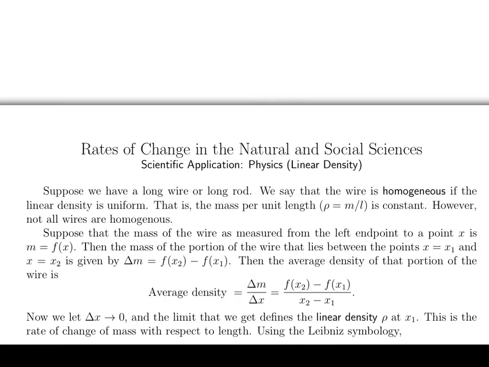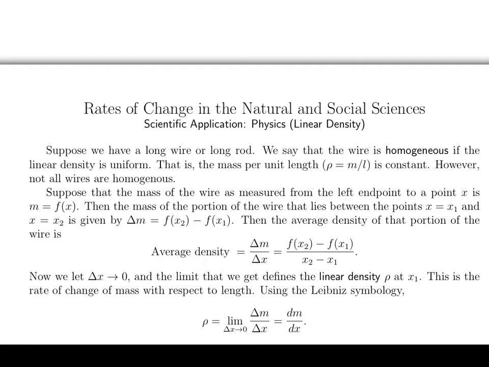Now we're going to let delta x go to 0. And now the limit that we get is going to define the linear density rho at x1. So this is the instantaneous rate of change of mass with respect to length. Now we can use the Leibniz symbology. We can say that the linear density is equal to the limit as delta x goes to 0 of the average density. And so this is a derivative. It's the derivative of the mass with respect to length.